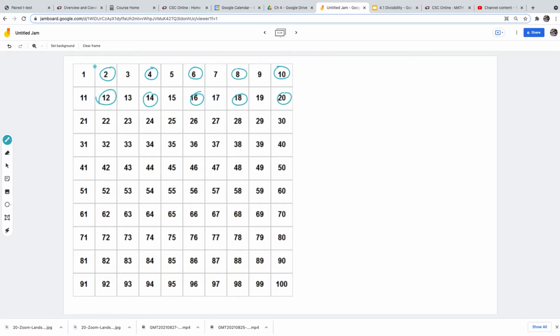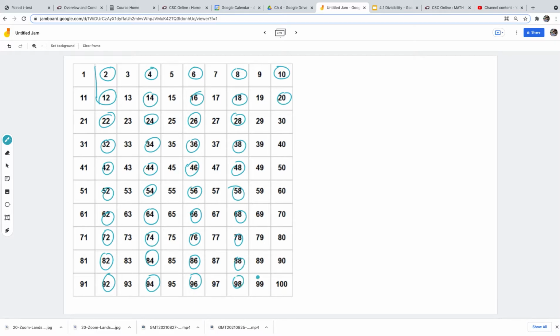All of these. So I see that all of these numbers in this row, the column, and all the numbers here: 4, 14, 24, 34, 44, 54, 64, 74, 84, 94, 6, 16, 26, 36, 46, 56, 66, 76, 86, 96, 8, 18, 28, 38, 48, 58. All of these are even numbers and they are divisible by 2. Right? So 2 divides any numbers here.